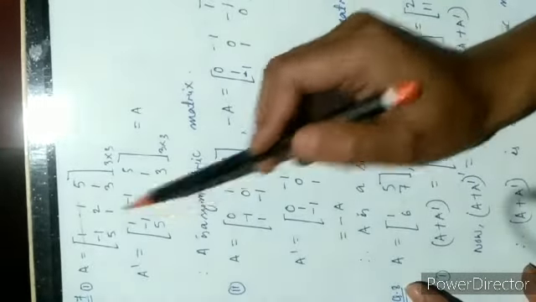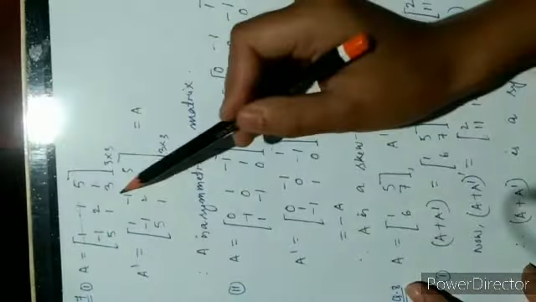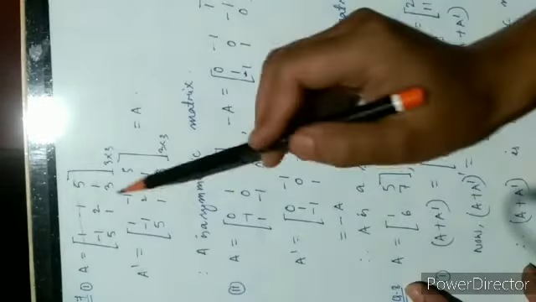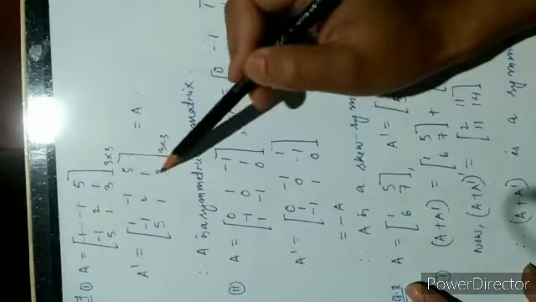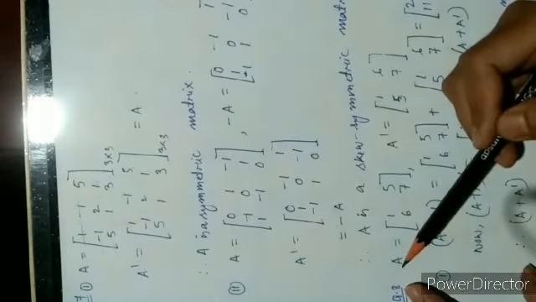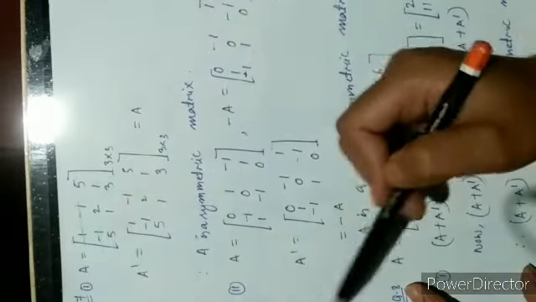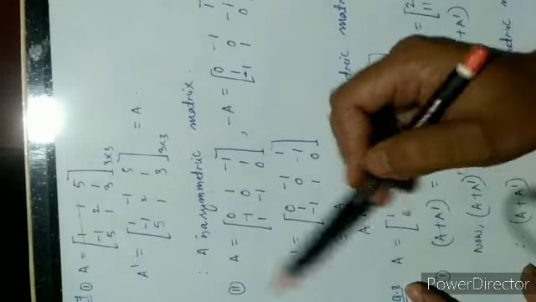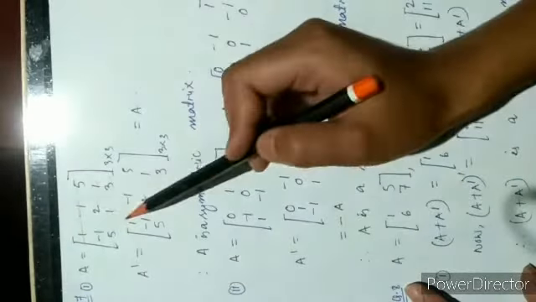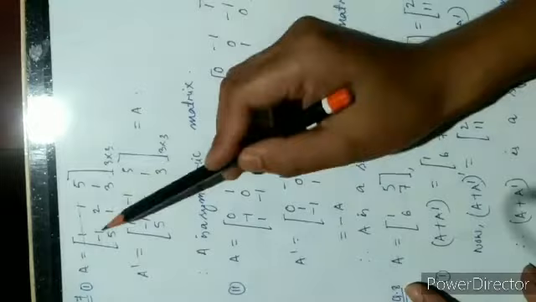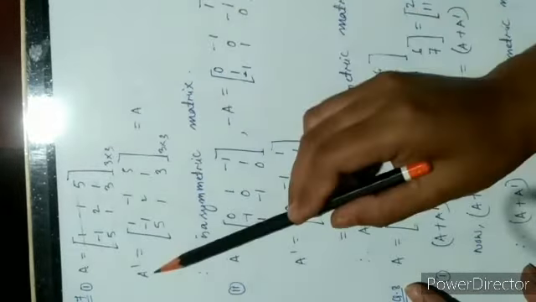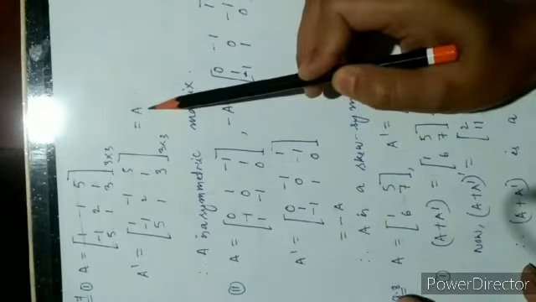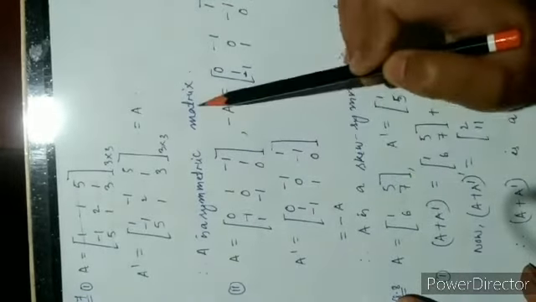1, minus 1, 5. Write the second row as the elements of the second column: minus 1, 2, and 1. Then write the third row as the elements of the third column: 5, 1, and 3. Now compare the elements of matrix A and A dash: 1, 1, minus 1, minus 1, 5, 5, minus 1, minus 1, 2, 2, 1, 1, 5. The transpose of A is equal to matrix A. Therefore, A is a symmetric matrix.